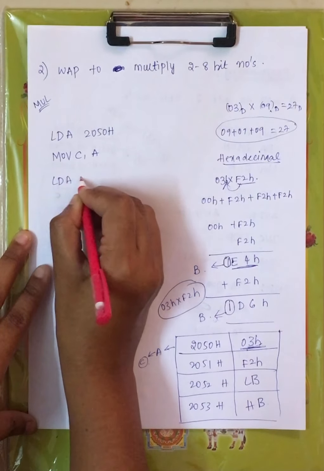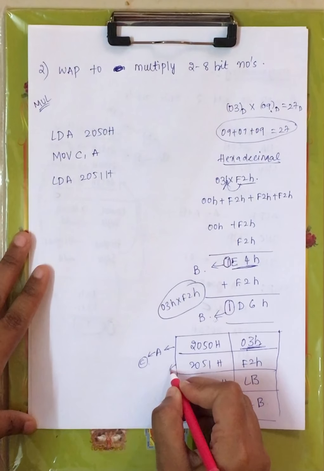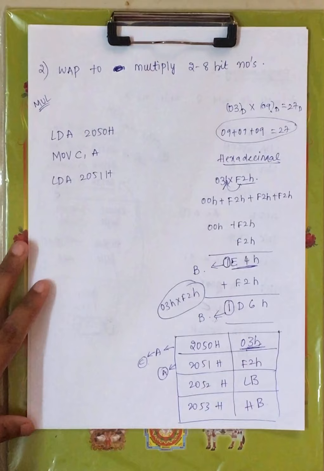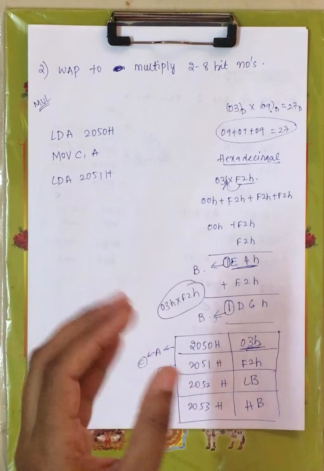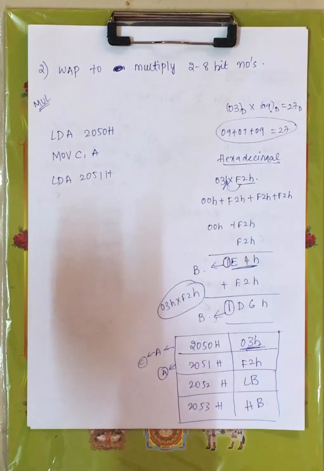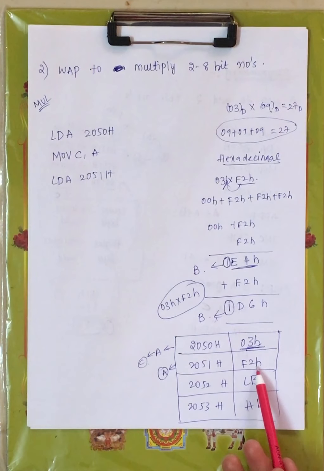Now what is the next instruction? LDA 2051H. Now the contents of the next memory location are moved to the accumulator. It is the same as your addition operation, but a few more instructions will get added. Now LDA 2051H: the second number F2H is moved to the accumulator.